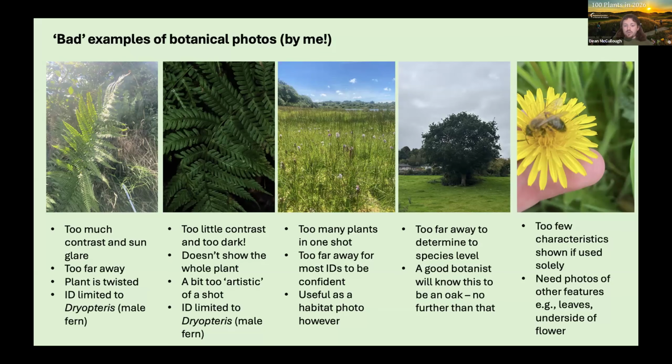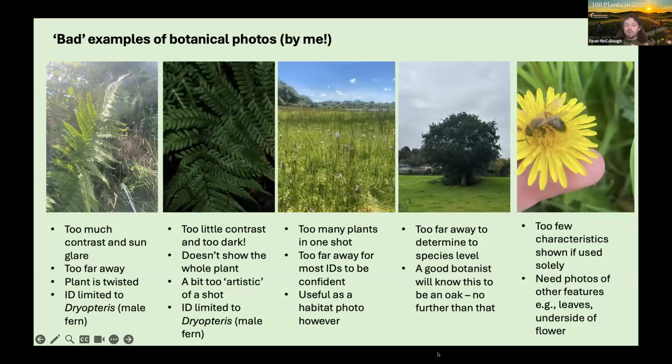The third photo, I could upload this and say, okay, there's Dactylorhiza, marsh orchids. I could say it's Dactylorhiza maculata, and it could be, but there are too many plants in one shot. It's too far away for most IDs to be confident. But, and this is why it's not necessarily bad, it is a really useful habitat photo. So you can include it as a suite of photos because a verifier can say, oh, that looks like a good habitat for X, Y, and Z.